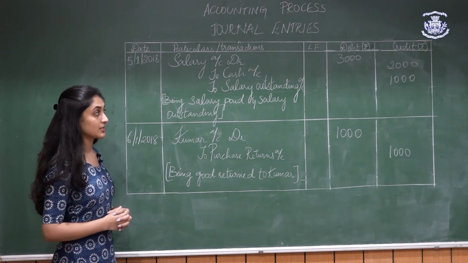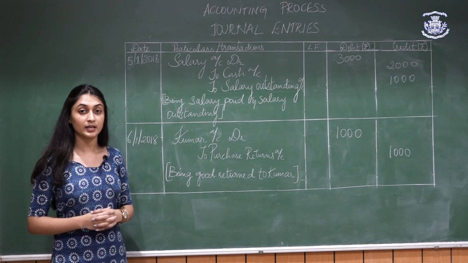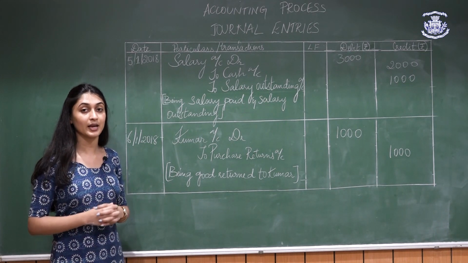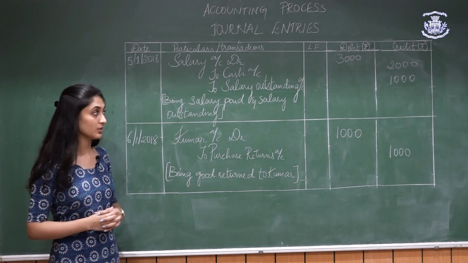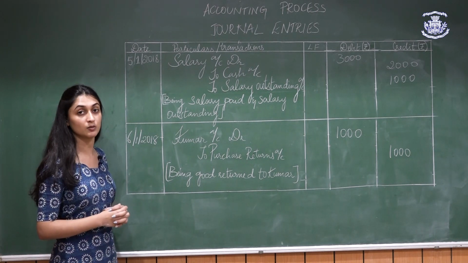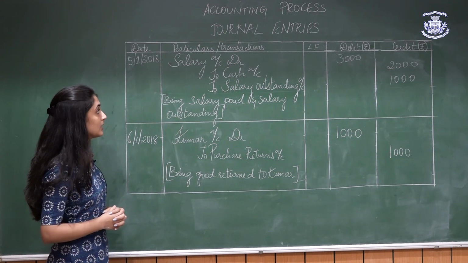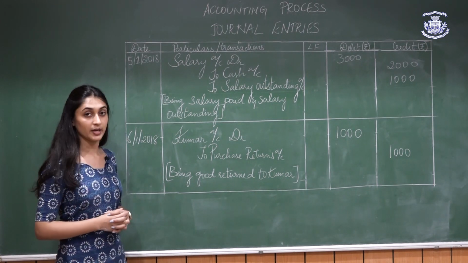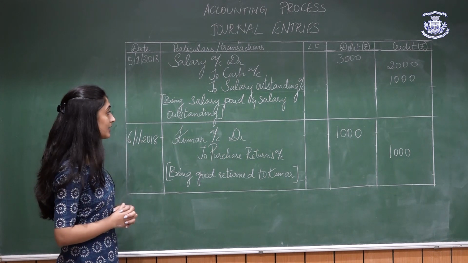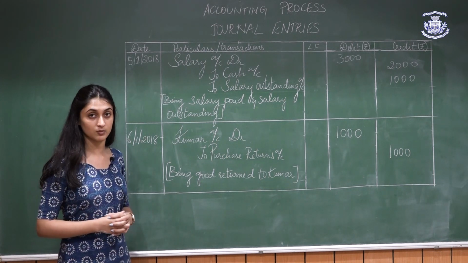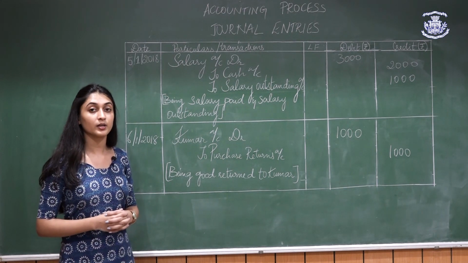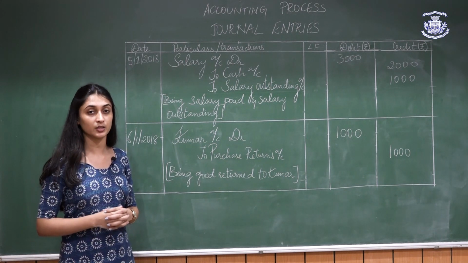To salary outstanding. The salary outstanding account is a liability account, and when a liability increases, we credit the liability account. Here we credit the salary outstanding account. The salary account of 3,000 includes the salary paid, which is 2,000, and the salary outstanding amount, which is 1,000, because expenses which are due to be paid will be recorded in the current period according to the accrual concept.